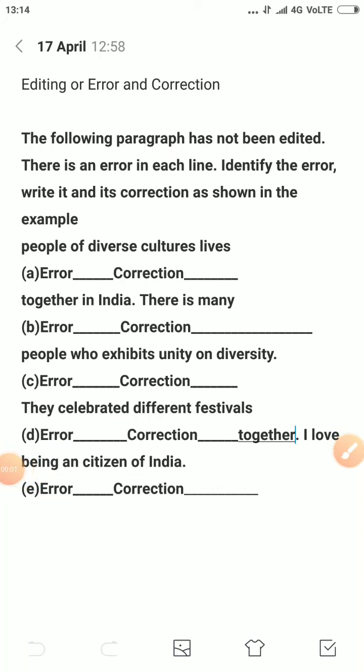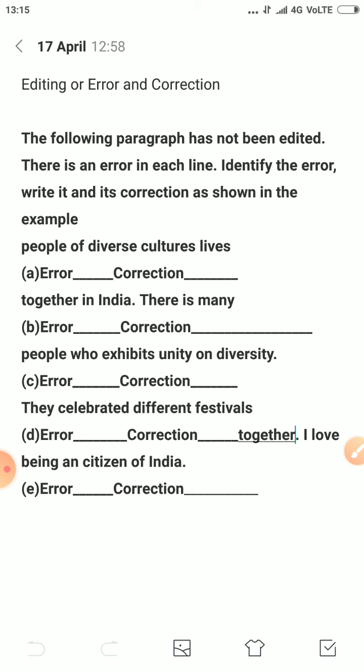Super energetic and wonderful. My students, come back here today. We are going to discuss the editing and error correction portion. This is a really important chapter, a part of English grammar. Students are finding some difficulties and some confusion, some dilemma about how to solve error and correction.